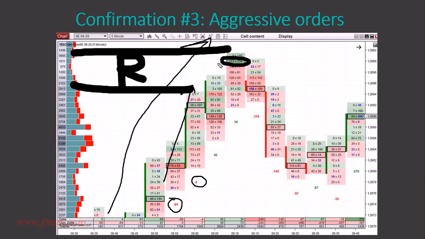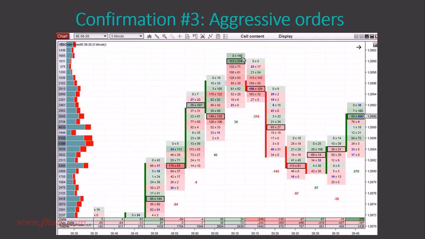This is the confirmation number 1. Most likely a big buying limit order in here, and then aggressive sellers start to jump in. Those sellers, those sellers. So this is a selling limit order, and those are aggressive selling orders. Then it continues in here.